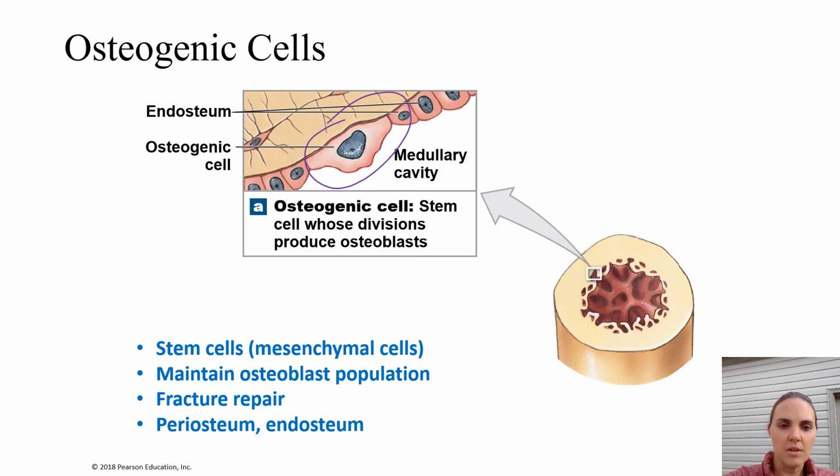So we talked before about the fact that we have that periosteum, that is surrounding the outer edge of the bone, but we also have what's called an endosteum, which is a similar layer that lines the medullary cavity. So these osteogenic cells are found in these layers. And these cells maintain the osteoblast population, and they also assist in fracture repair.